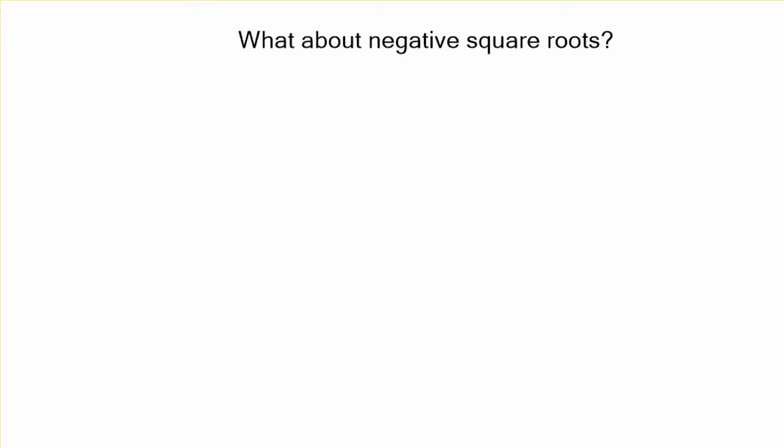Let's now look at the negative square roots. What if you have a negative square root of 4? Well, again, we're going to keep that negative, and we're only going to square root what's under the radical sign, so it'll be -2. Let's see why that is.